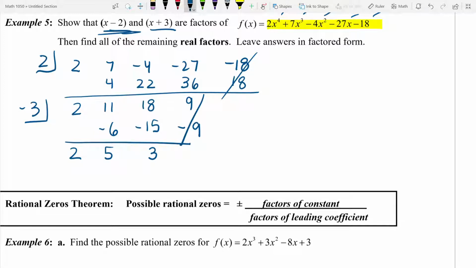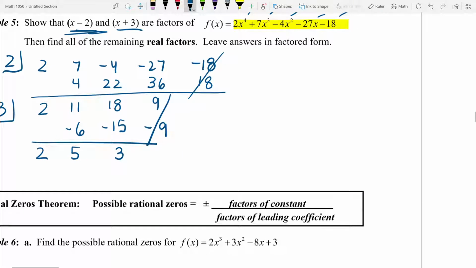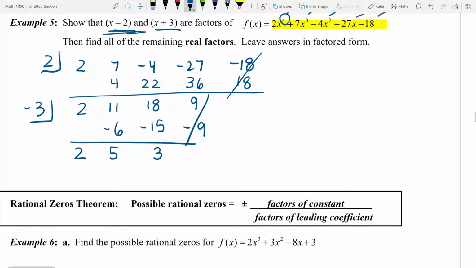Now they want all the remaining factors. Everybody watch. My biggest exponent is a 4. How many times did I just do synthetic division? Twice. So this is a 4 minus 2, which is an x squared. So I have a 2x to the second, plus 5x, plus 3.